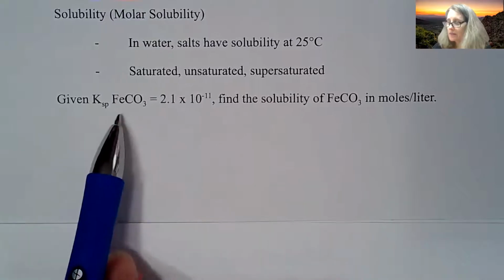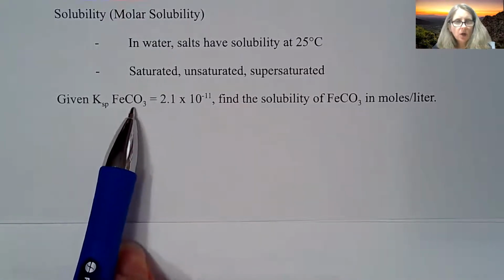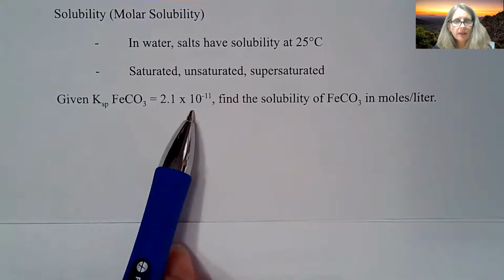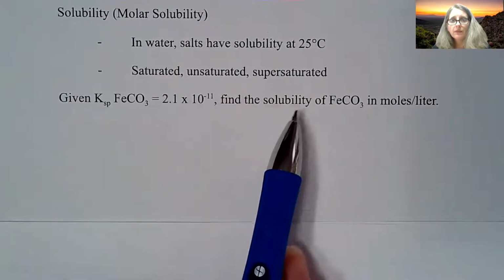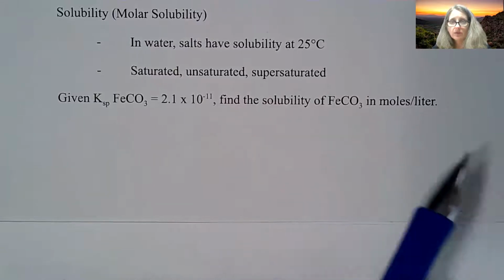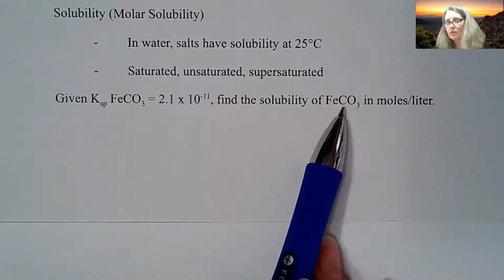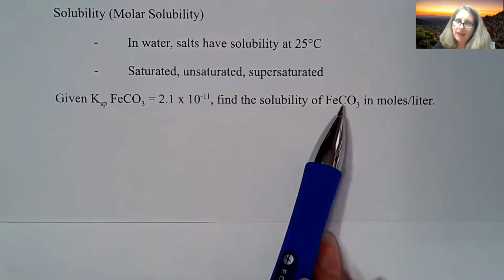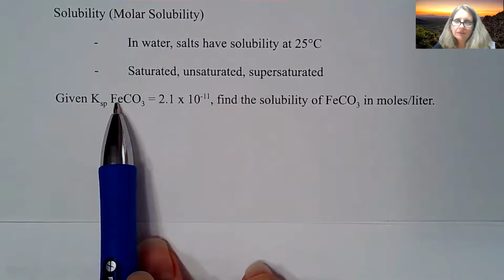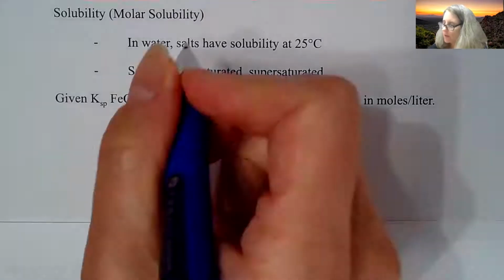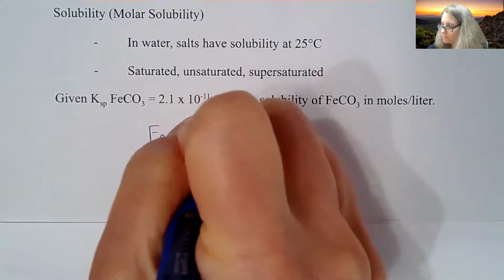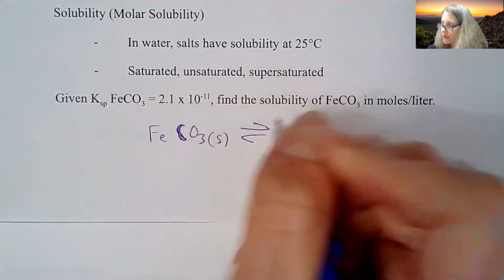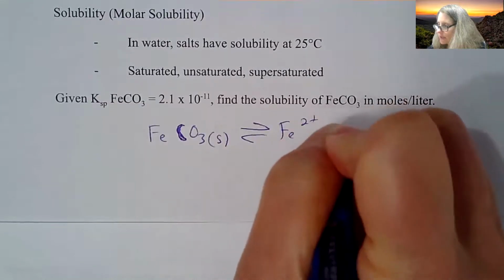So here my Ksp for lead 2 carbonate is 2.1 times 10 to the negative 11. So this is a constant for this particular solid. We want to find the solubility in moles per liter. So we want to know how much lead and how much carbonate I have in there. I hope I said carbonate. Yeah, I said lead. Anyway, so always write the solid on the left, write your equilibrium arrow, and then write your ions.